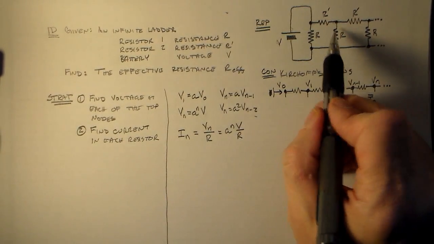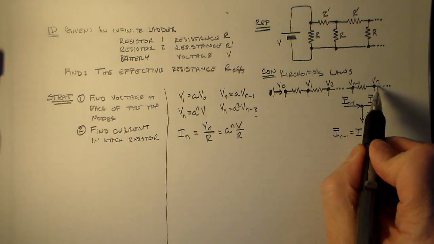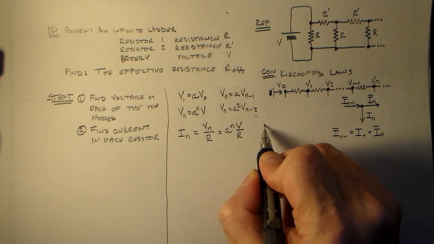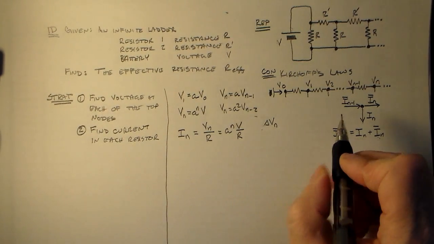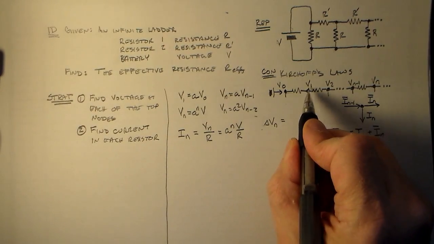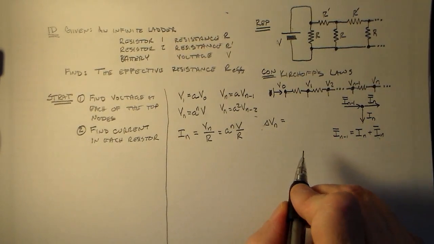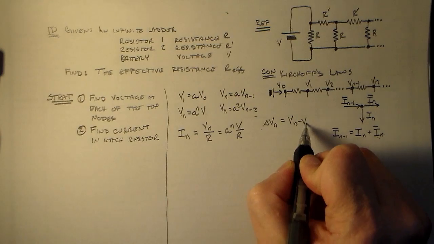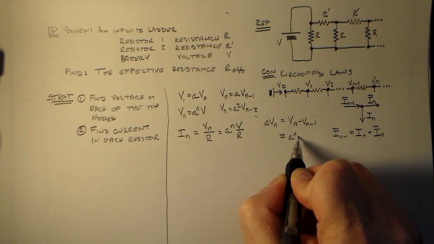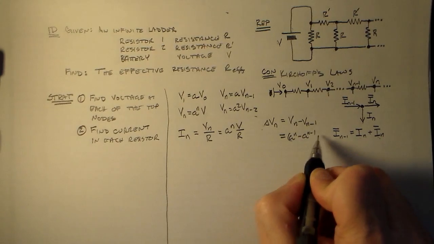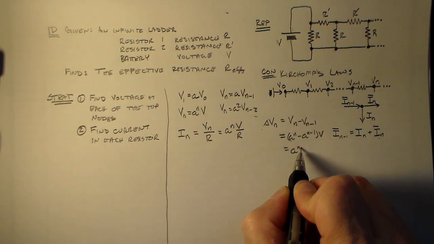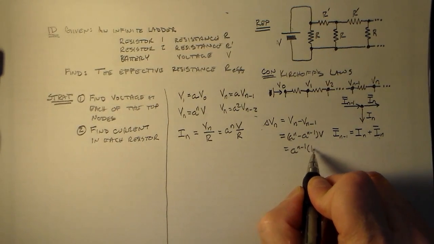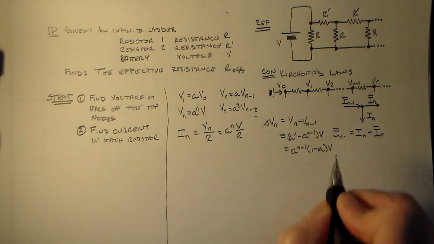Okay. And from here to here, we have a delta V. So we have the difference between the voltage from here and the voltage here. So that delta V at N, from there to there, this would be delta V1, is V(n-1) minus A^N times V, which is equal to A^(N-1) times (1 minus A) times V.